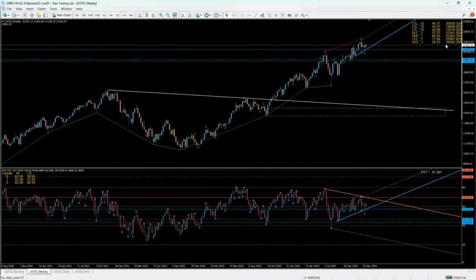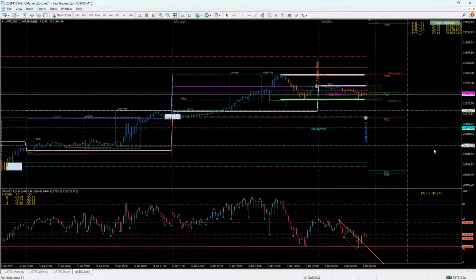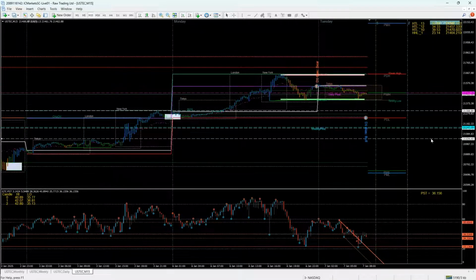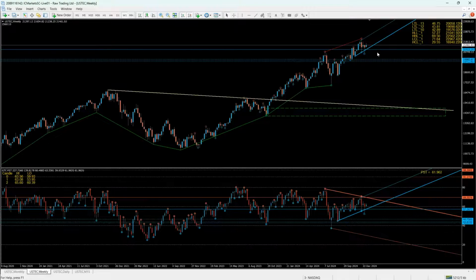On the weekly, we've got 21,041. 21,041 is on the weekly. If we break this level and the market stays under it, then the pullback is a sell again on a trading hour. And that's how it is.